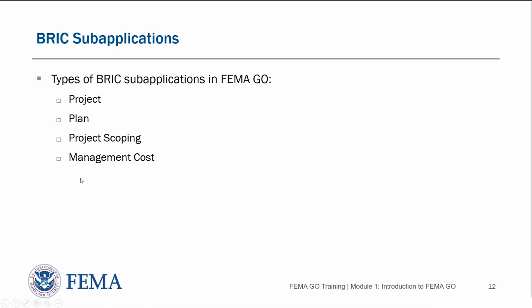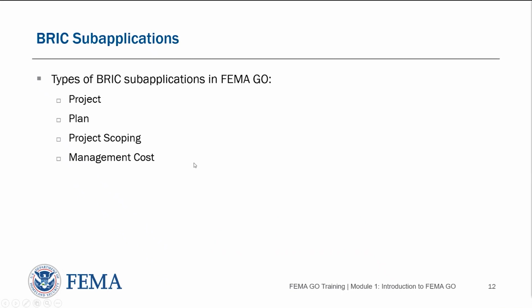technical assistance, which isn't displayed here because it only applies to a small subset of the flood mitigation assistance grant program. So you don't have an FMA sub-application or a BRIC sub-application. You just have your project or plan sub-application, and then it's attached to either the BRIC or FMA grant application. Applicants can submit plan, project, and project scoping sub-applications, and they can also submit management cost sub-applications to cover the cost of managing all their subawards.